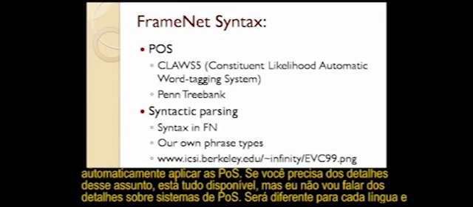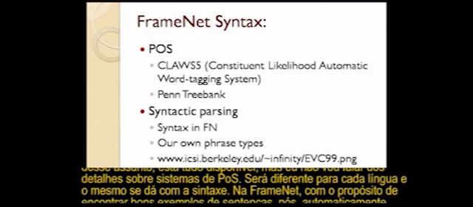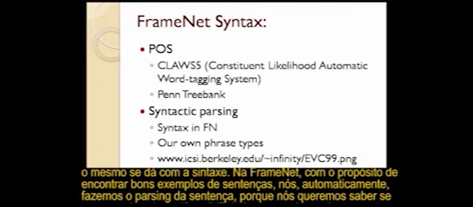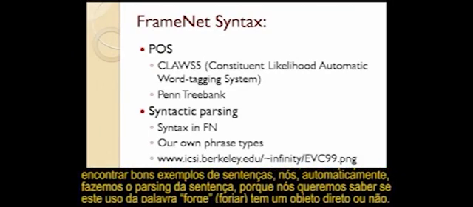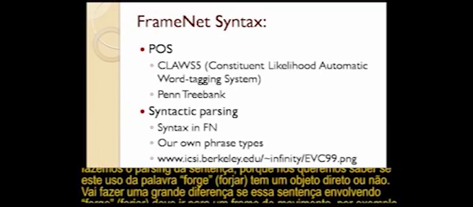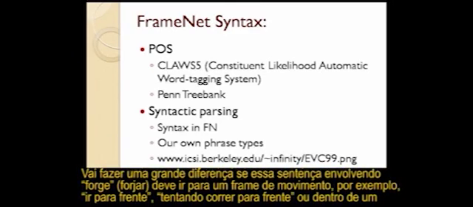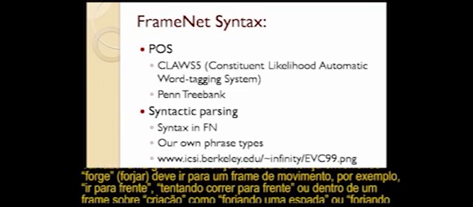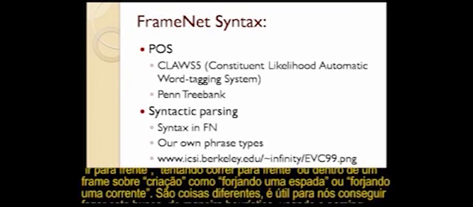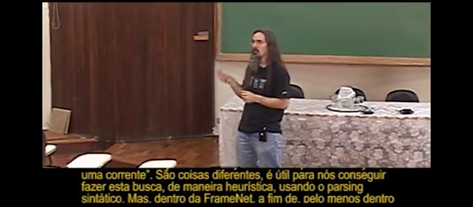If you need the details on this stuff, it's all very much available, but I'm not going to go into the details of what our part-of-speech system is. That obviously will be different for every language. And the same thing goes for syntax. So in FrameNet, for the purposes of finding good example sentences, we actually automatically parse the sentences as well, because we want to know whether this use of the word forge has a direct object or not. Right? That's going to make a big difference for whether this sentence involving forge should go in a motion frame, like forging ahead, striding forward, or into a frame about creation, like forging a chain or forging a sword. So those are really different, and it's very useful for us to be able to sort them in a heuristic way using the syntactic parsing.